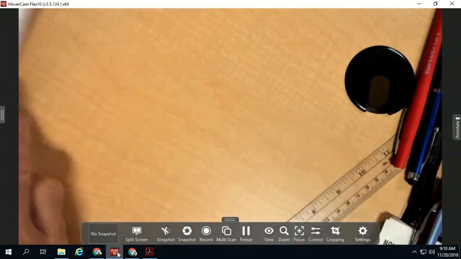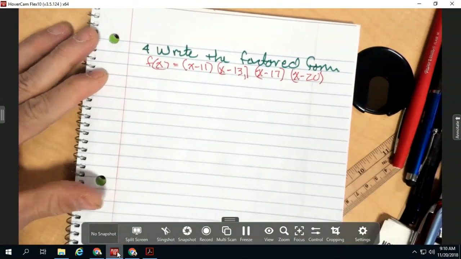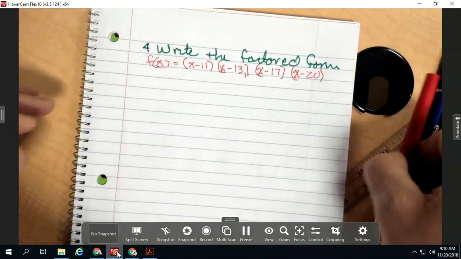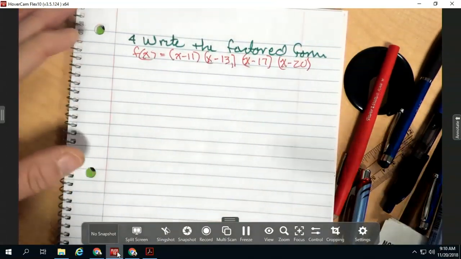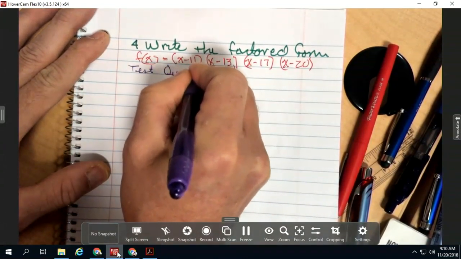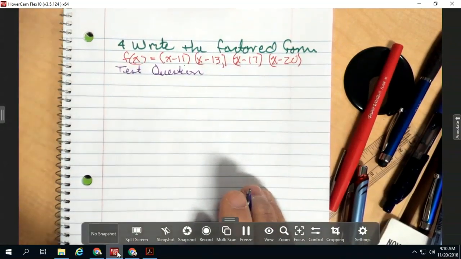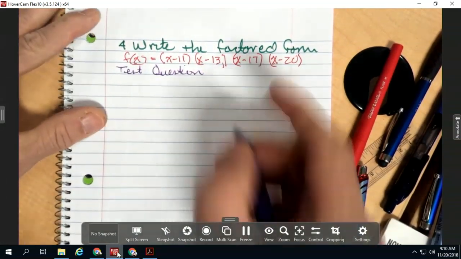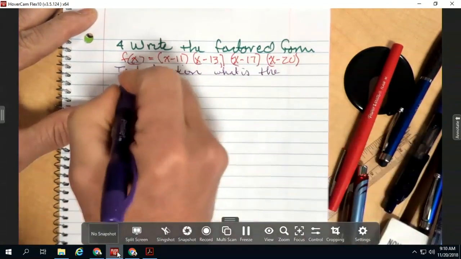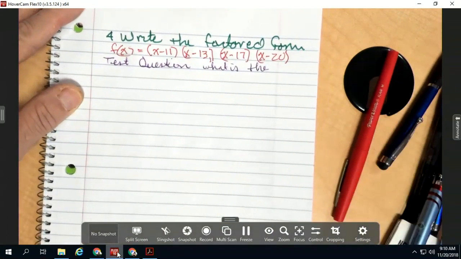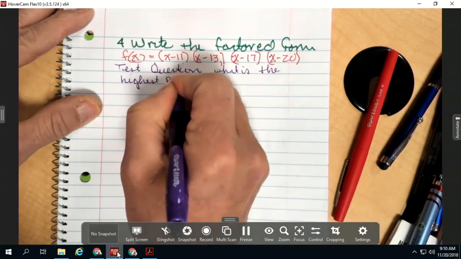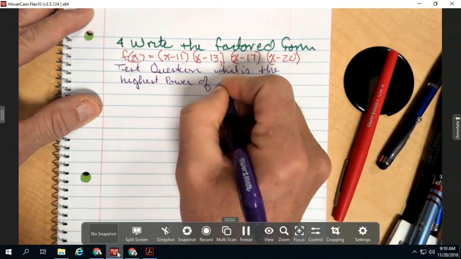So, this is a test question. Step 1 of our test question. We'll get a color here that will make you say test question. What is the highest power of the polynomial?